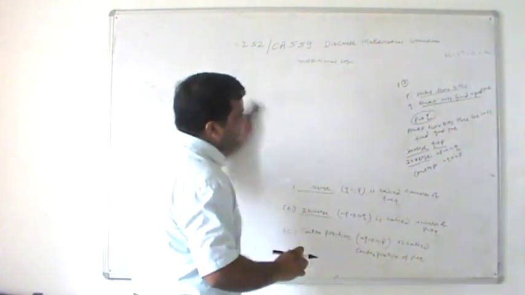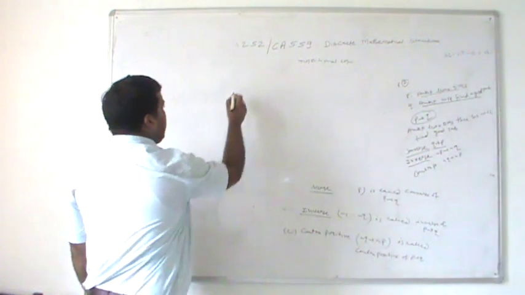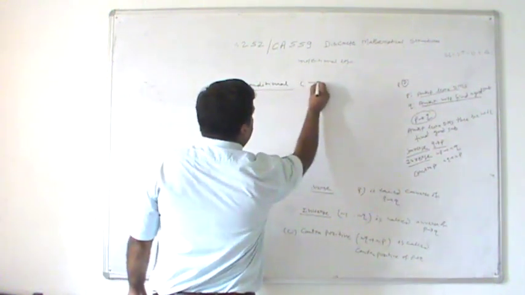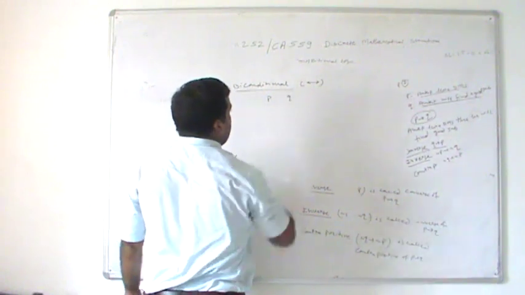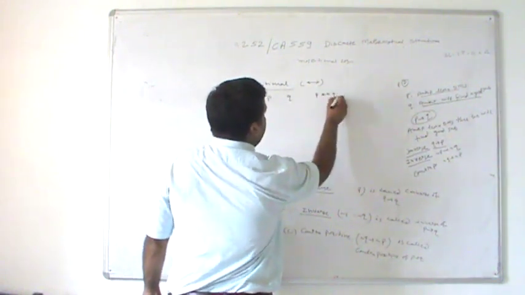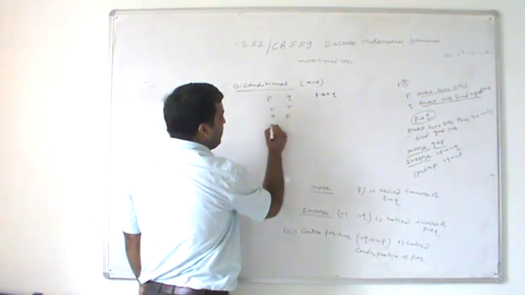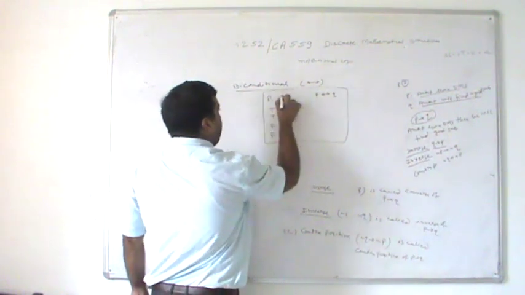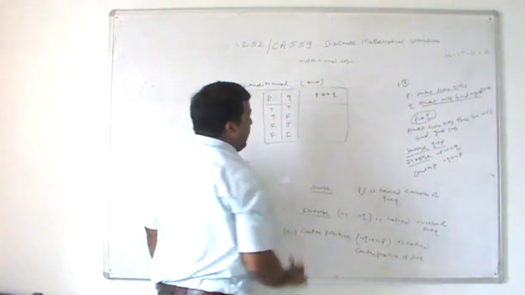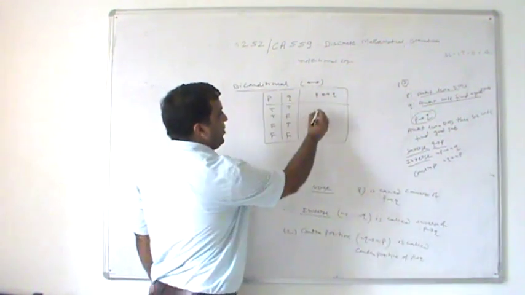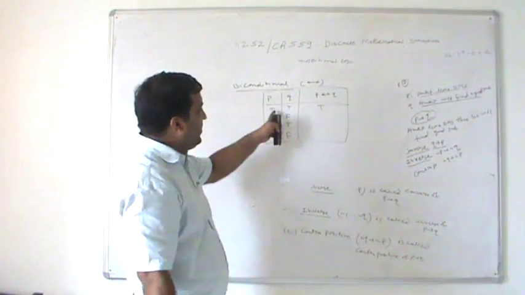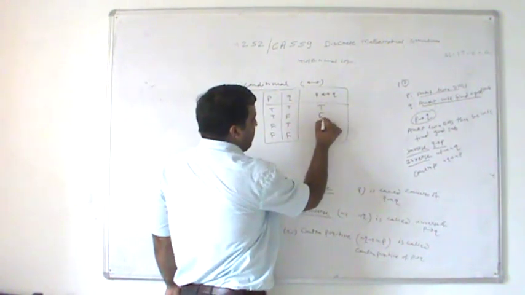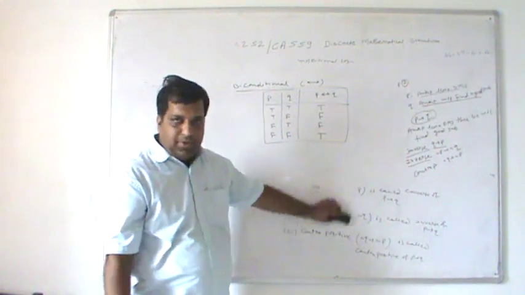Before we start English sentences to logical connectives, we can take one example of the biconditional operation. Biconditional, and that symbol is this one. Suppose there are two proposition variables P and Q: true true, true false, false true, false false. If both the truth values are true, then P biconditional Q becomes true. So both truth values will be the same. In the case of true true it will be true, and if both truth values are the same, in false false it becomes true, otherwise it is false in the case of the biconditional operation.